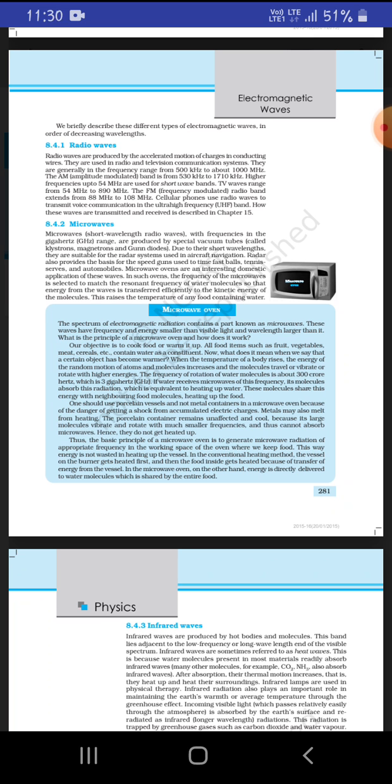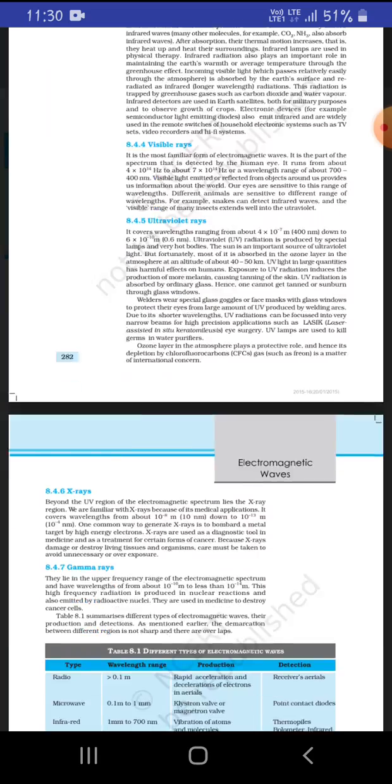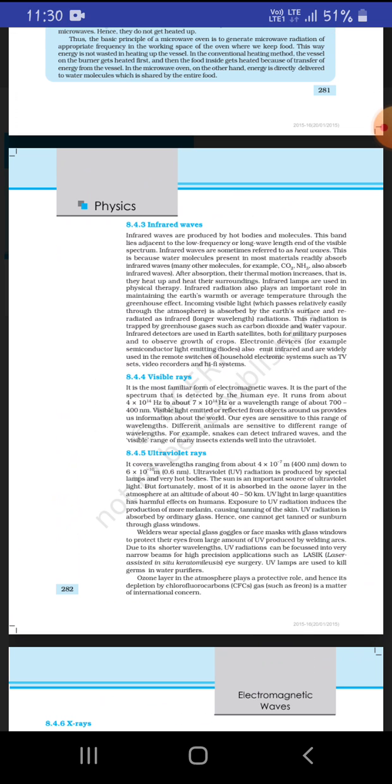And so this is about the microwaves. Next is the infrared waves.